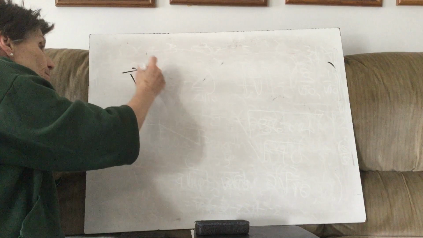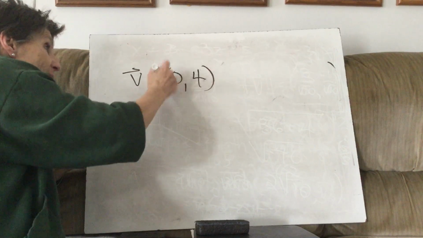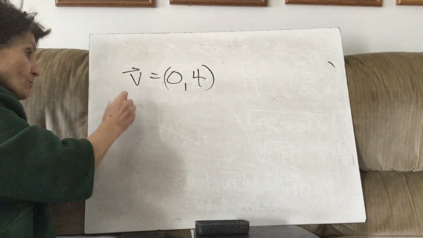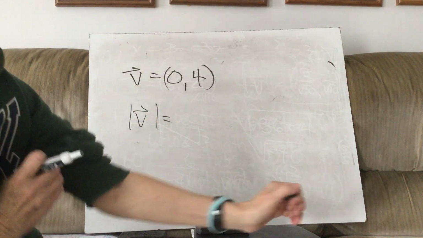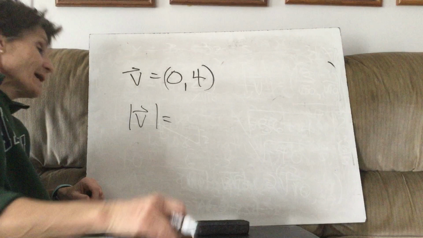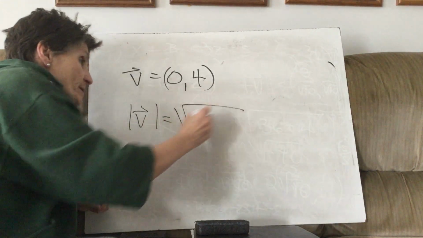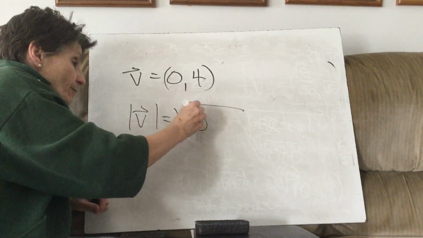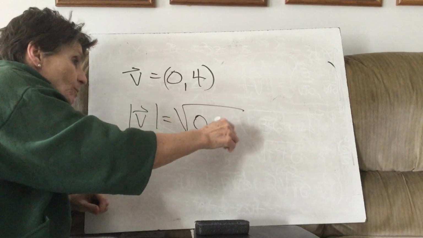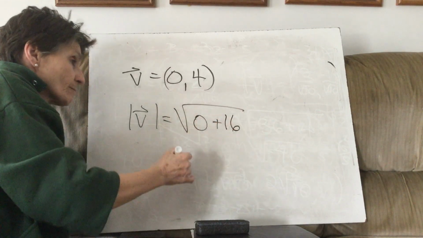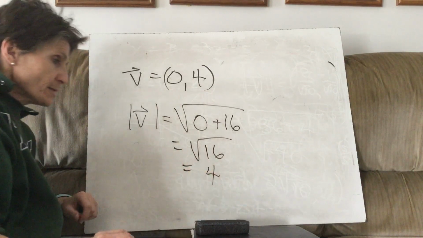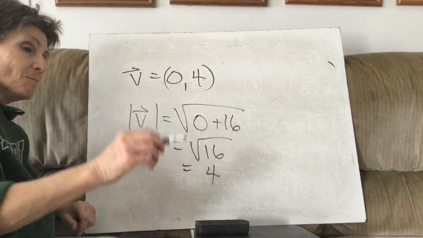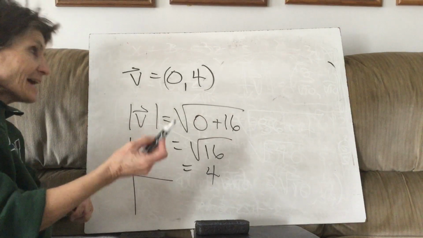Zero, 4. You're going to make it a unit vector. So the first thing you're going to do is find the magnitude of the vector itself. So the magnitude of the vector itself would be the square root of the first one squared plus the second one squared. Oh, the magnitude is just 4. Well, I told you I wasn't going to draw, but that just makes sense.